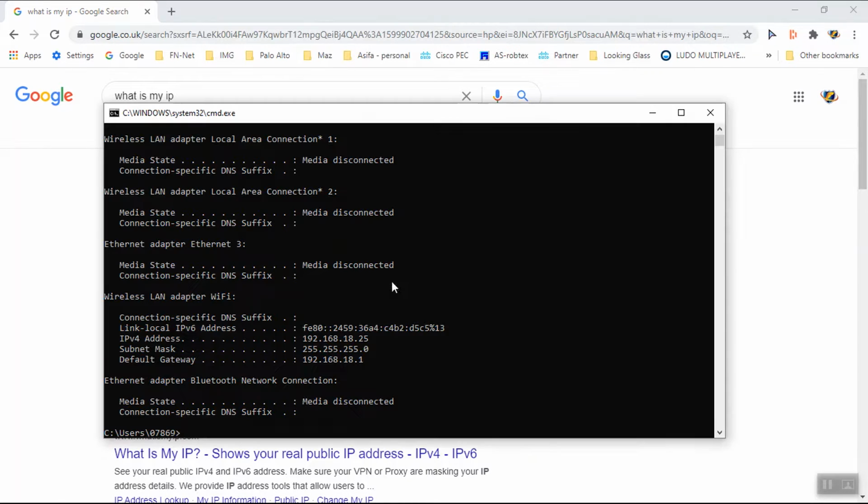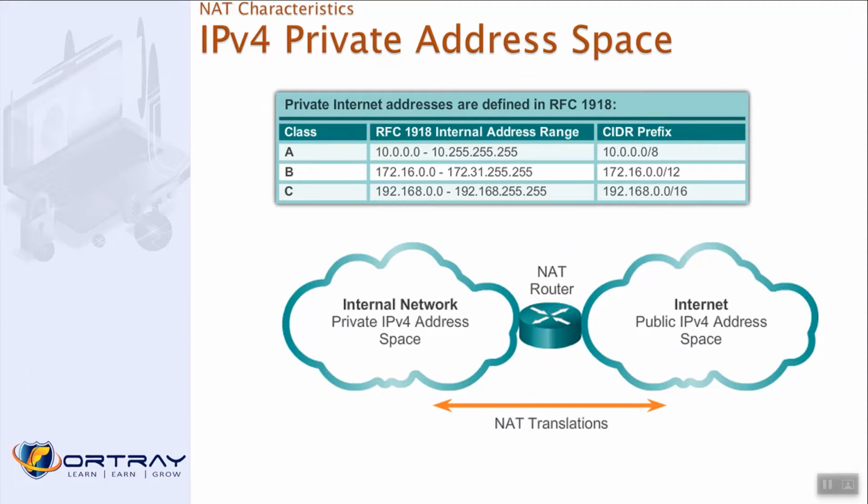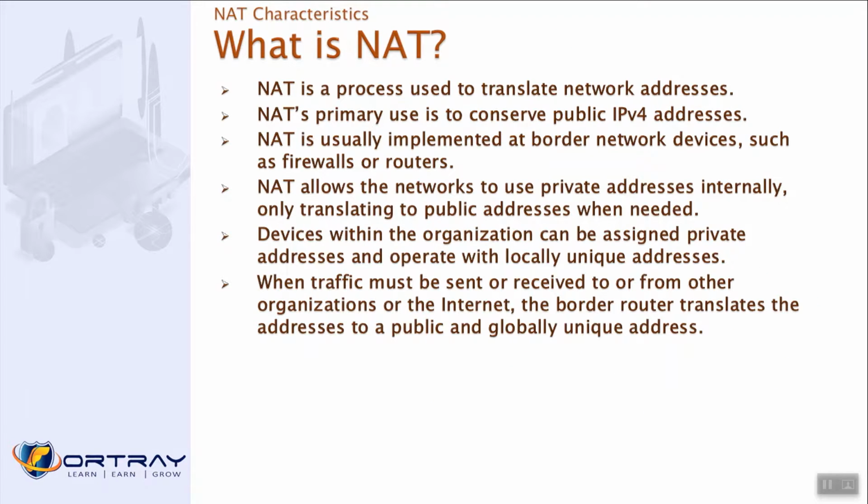So this is the reason it is called NAT. Basically, what is NAT? NAT is the process where you translate the network addresses. NAT is primarily used to conserve public IPv4 addresses, because IP addresses are not many. That's why we translate the private to the public range.